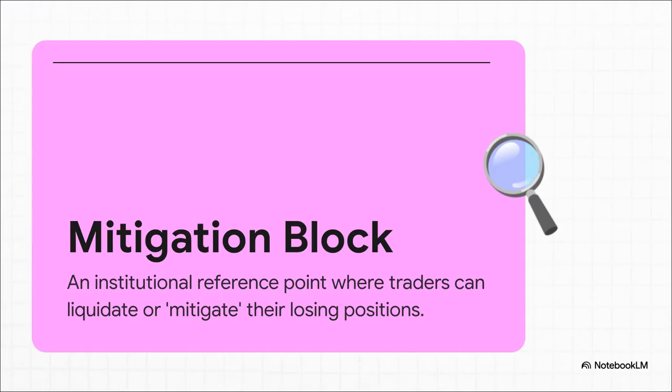Okay, so here's the deal. A mitigation block isn't just some random line on a chart. Think of it more like a footprint. It's a clue left behind by the big institutions. See, when a bunch of traders get trapped on the wrong side of a move, their positions are deep underwater, the market has this funny way of coming back to give them a second chance, an opportunity to get out, to liquidate, or to mitigate their losses. That's the keyword right there.